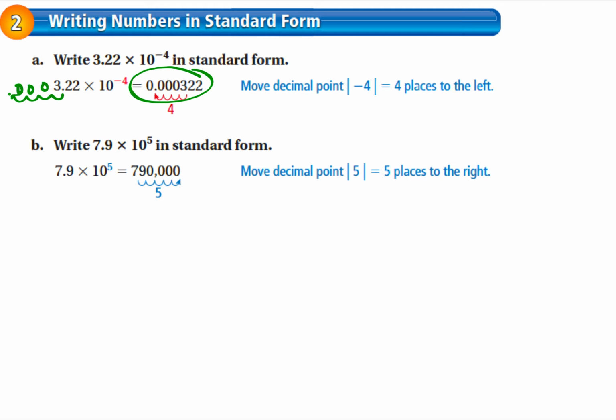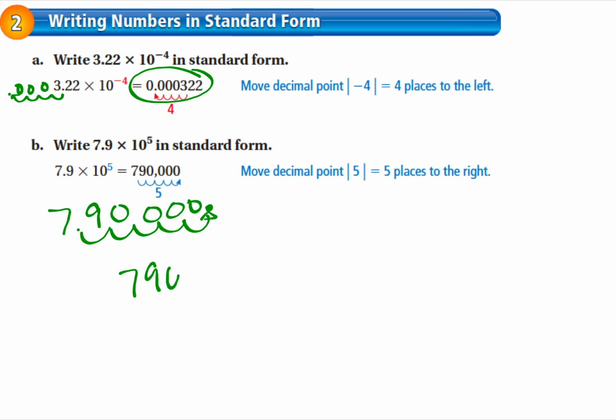Let's try another one. Write 7.9 times 10 to the 5th in standard form. The decimal is originally right after the 7. So we move it 1, 2, 3, 4, 5 places, and that's where it ends up. The 9's already there, but the rest of these fill in with zeros.